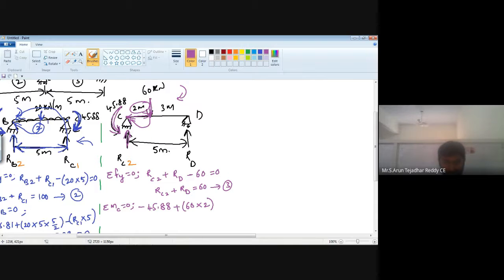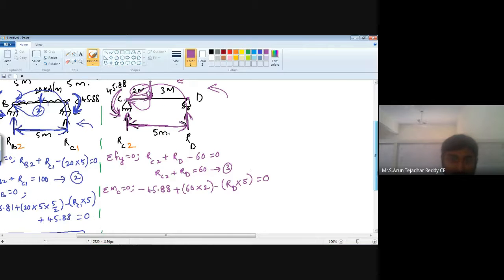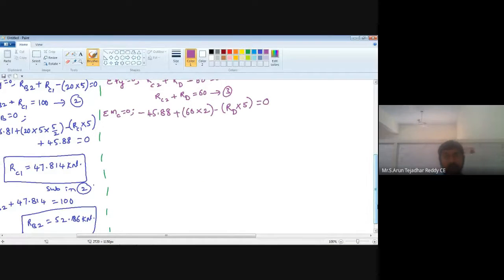Next, one reaction is acting at point D, but how is it moving? It is moving in this direction, that is anti-clockwise. Take negative RD into, what about the perpendicular distance from point D to C? That is 5 meter. RD into 5 is equal to 0. Now from this relation we'll get the RD value. What is the value of RD?